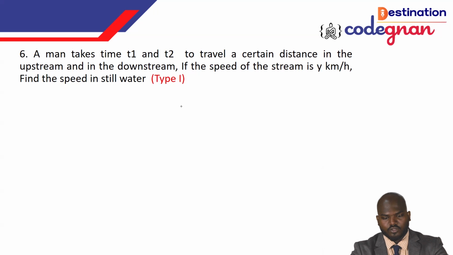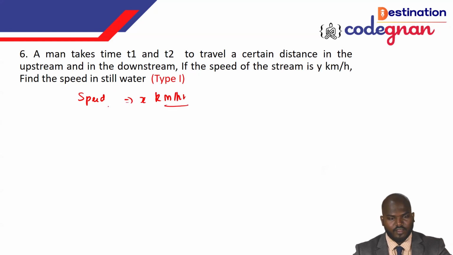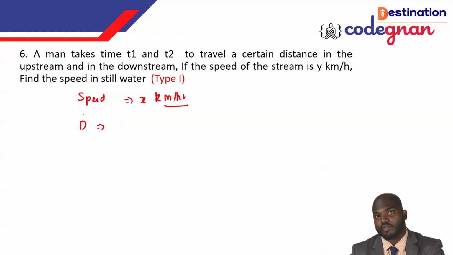Okay, so the speed in still water I don't know, right? So I can call it x km per hour. The distance covered I don't know either, so I'm calling it D directly. You see this one, they didn't give any value. It just looks like variables, and you need to form an equation. That's the deal with this question.